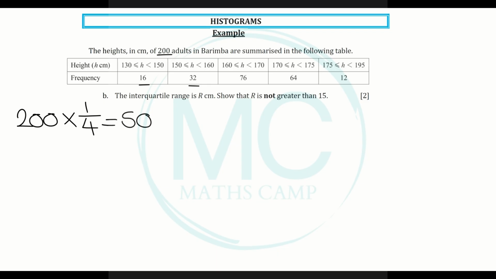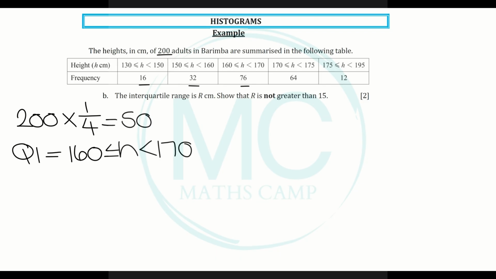So all we do is we start counting the frequencies until we reach 50. 16 plus 32 gives us 48. This is just smaller than 50. But if we add 76, we will get a value larger than 50. So we can see that quartile 1 will lie between 160 and 170. So I can say that quartile 1 is equal to 160, smaller than or equal to h, which is smaller than 170. Now I need to do the same thing for quartile 3.